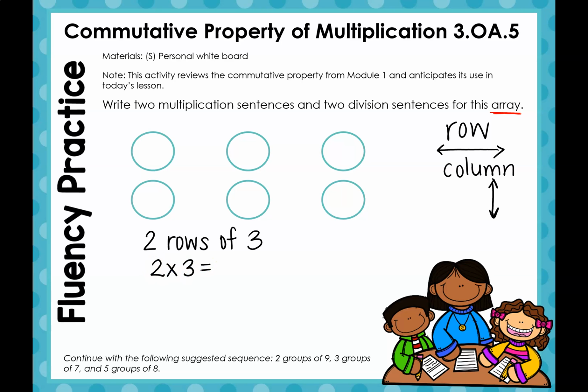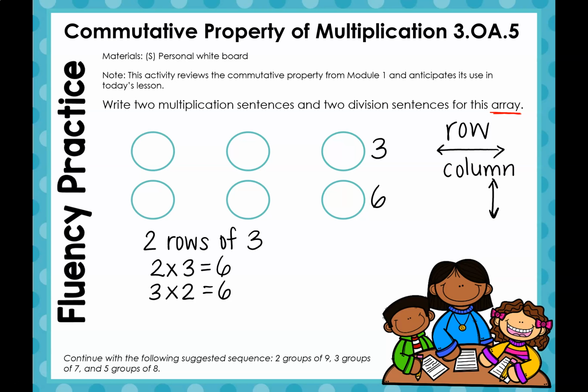What could I do to find my answer? I can skip count by 3s, so 3, 6. Just 2 times, so 2 times 3 is 6. How else could I write this in a multiplication sentence? I could do 3 times 2. Does the 6 change? Nope, the product or the answer stays the same, but I can switch my factors around. So the numbers that I'm multiplying together, I can change the order and still get the same answer.